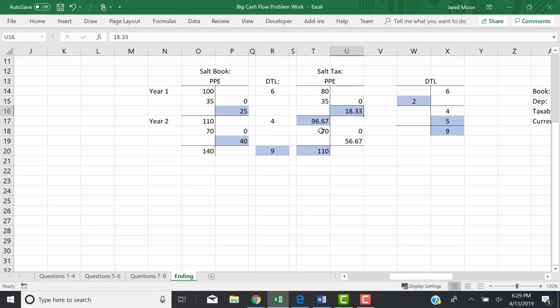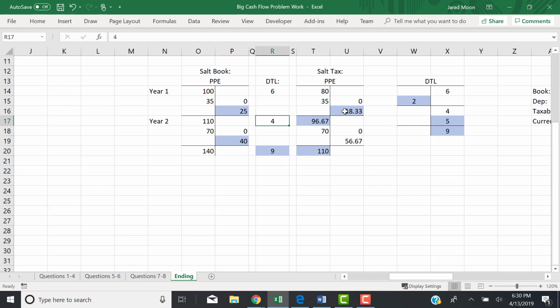This dollar difference times the tax rate gives us our change in DTL, just like the difference here of 13.333 times our tax rate gives us 4. So anytime we deal with the difference in dollars times the tax rate, that gives us our DTL. So 100 minus 80 is 20, times 30% is 6. That's how we get our DTL there.